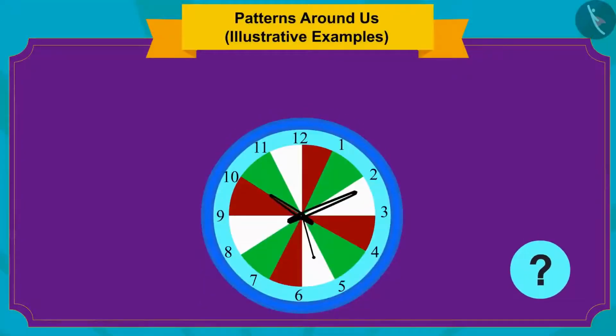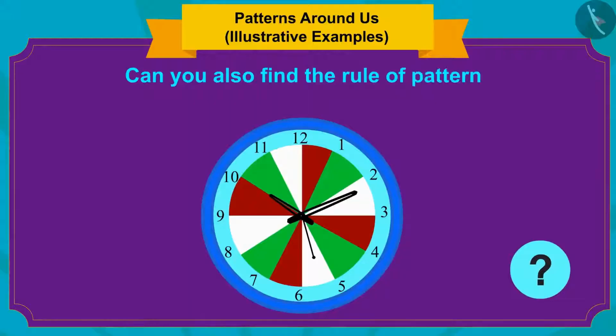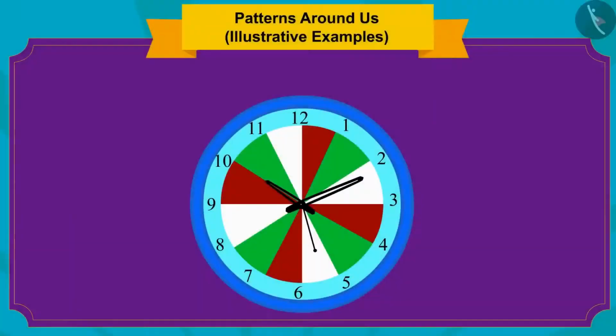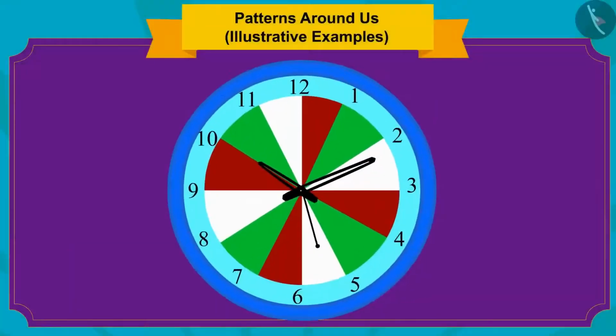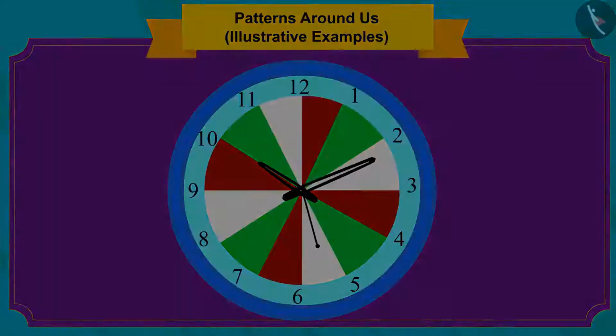Children, can you also find the rule of pattern made in Golu's clock? Yes! Here, a group of white, red, and green strips are repeated in order to form a pattern.